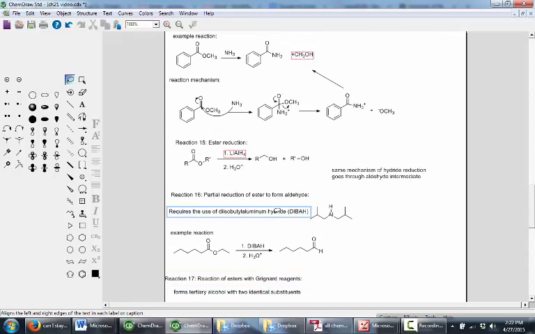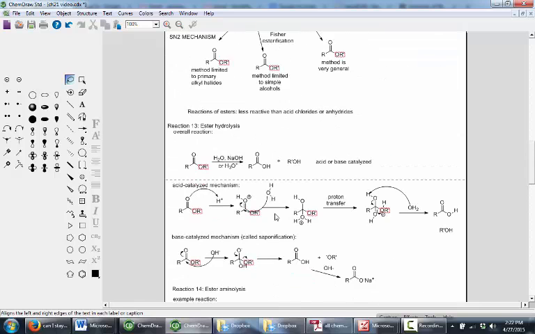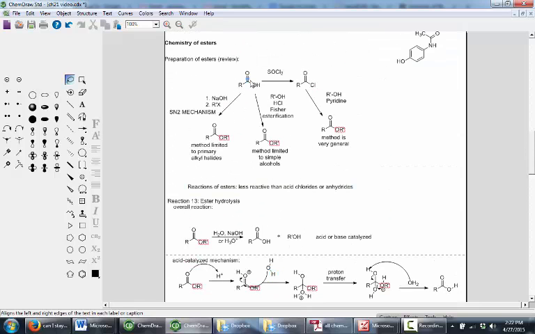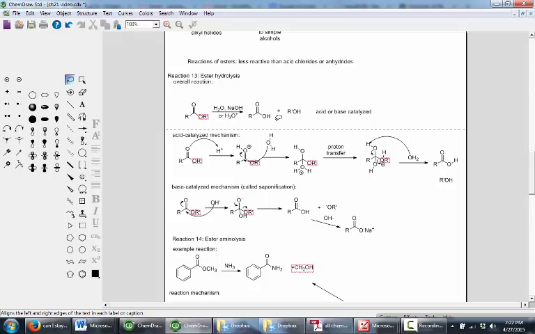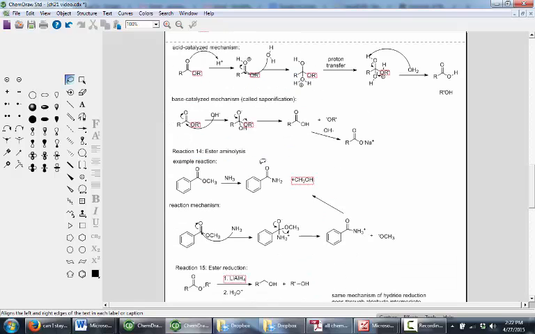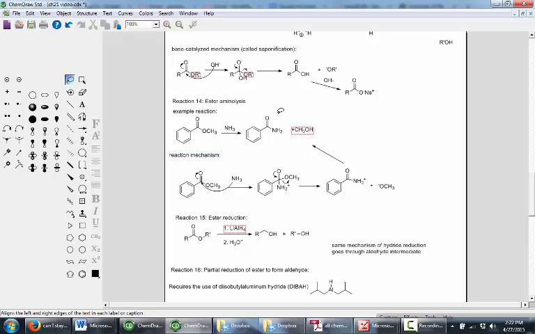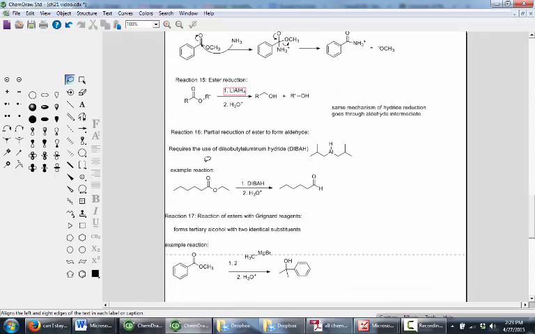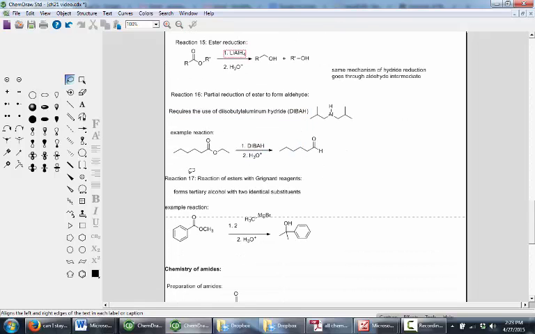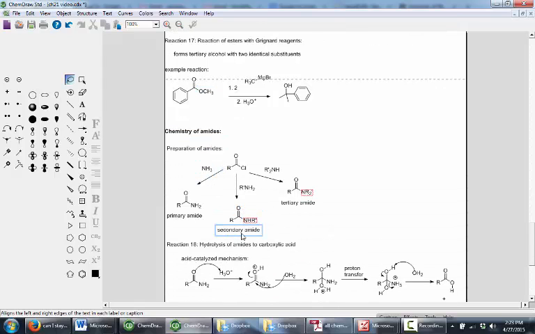Again, we make the esters. Let's just review the esters for one second. I can make the esters by SN2 substitution, by Fischer esterification, or by alcoholysis of an acid chloride. Once the esters are formed, they can undergo hydrolysis under acid or base conditions. They can undergo aminolysis to form amides. They can undergo reductions or partial reductions, and they can also undergo Grignard addition reactions. So esters are really versatile intermediates.